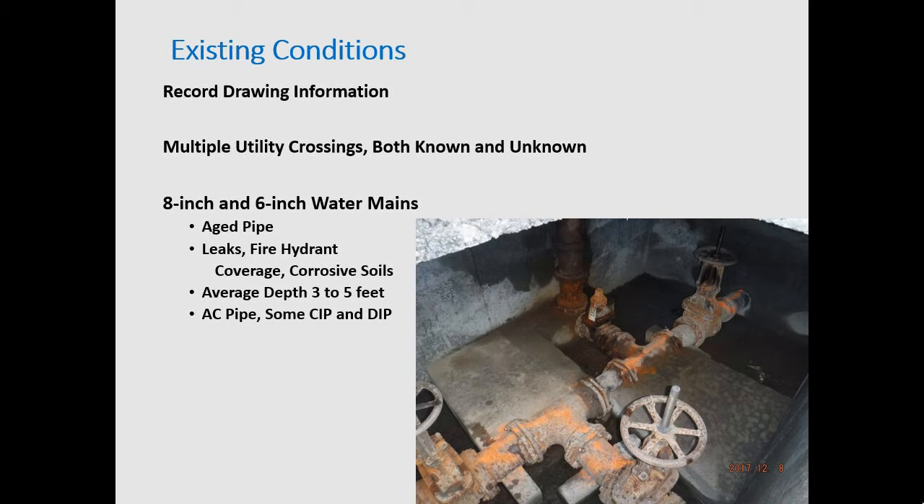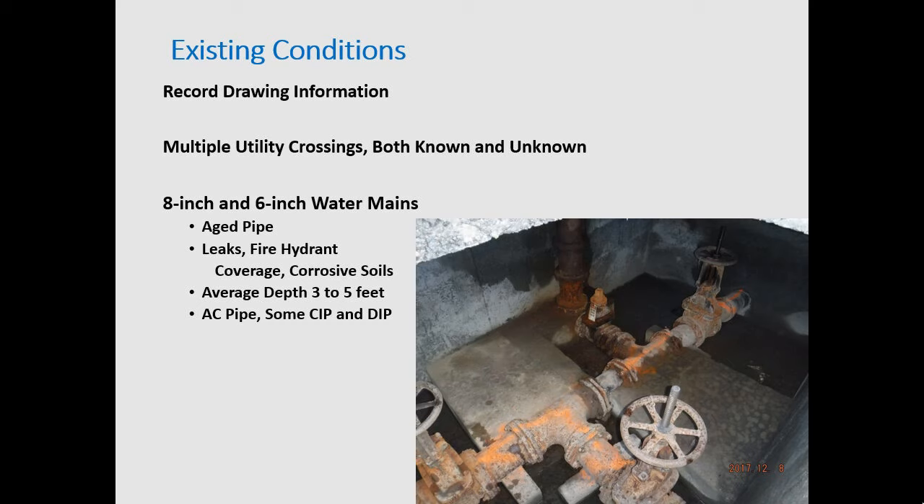So multiple utility crossings, abandoned wastewater, live wastewater, fiber optic, comm, electric, it all exists out there. Some of it's documented, some of it's not. Some of it's well marked on where it is. In other areas, you're absolutely going blind. So, or digging blind. The existing water system, it's 8 and 6 inch pipe.